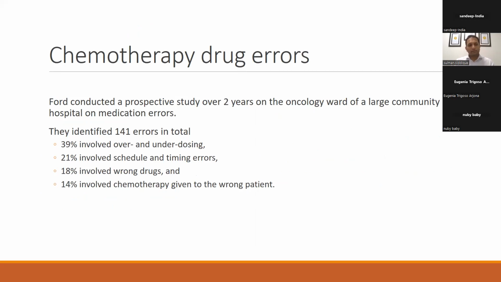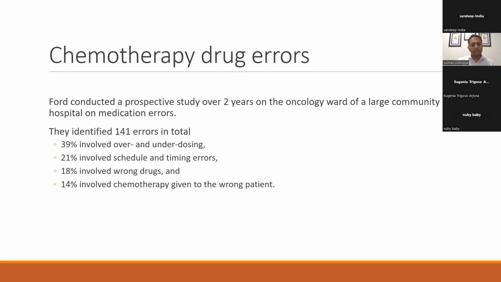So this was an interesting study conducted. It was a prospective study. And we know that medication errors is a big problem. This particular study looks at chemotherapy drug errors. Over a period of 2 years, they looked at chemotherapy errors on an oncology ward of a large hospital, and identified 144 errors in total. 39% involved over or underdosing, so there were wrong dosages. That was the highest number, the biggest error that they found.